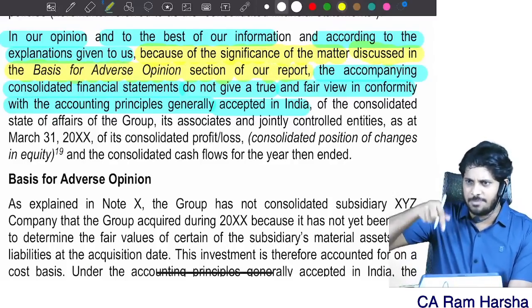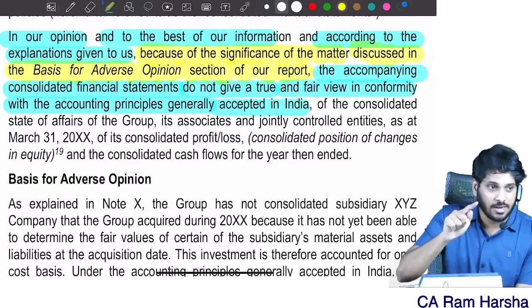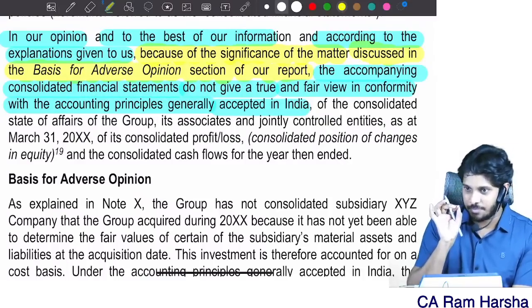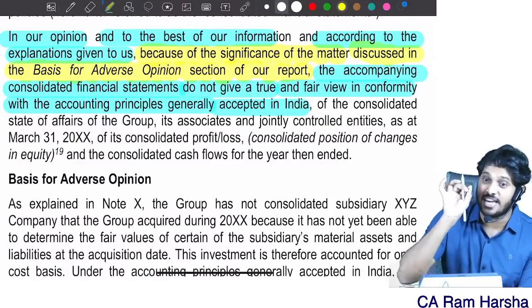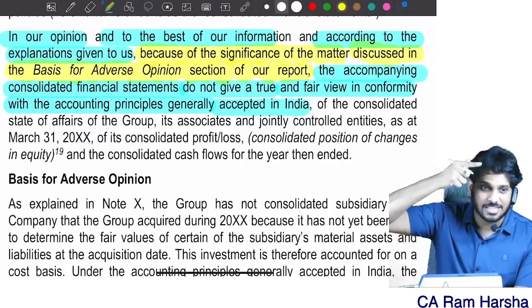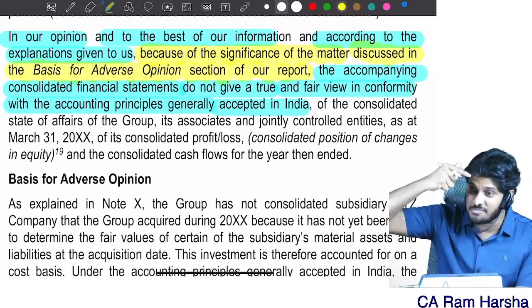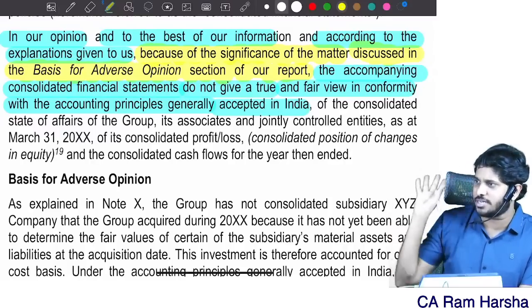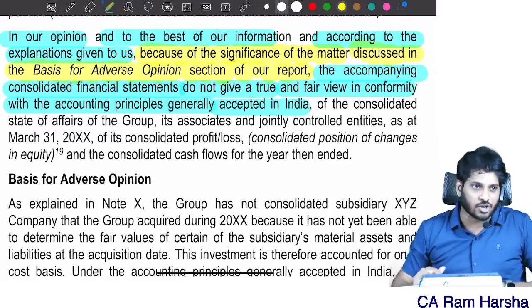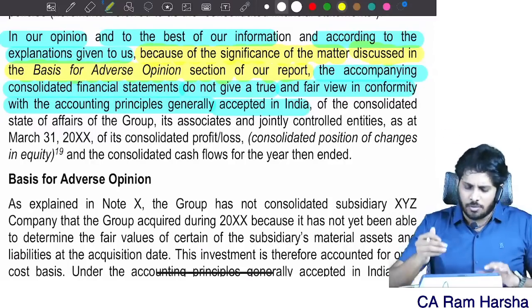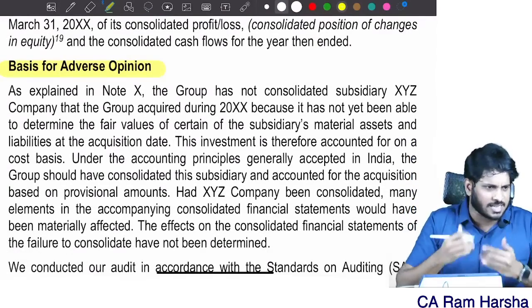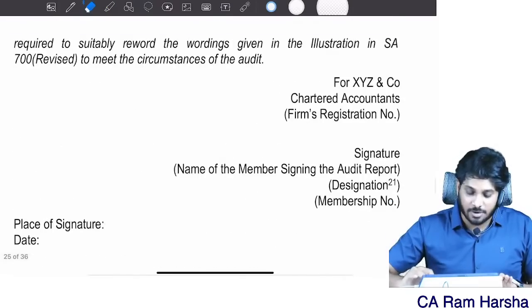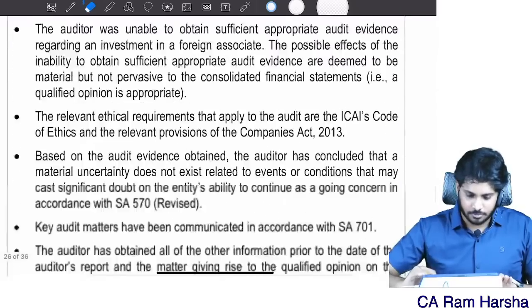In this report, there is another section, the basis for adverse opinion. In that section, there is a matter which is discussed. Because of the significance of that matter on the financials, which financials in this example? The consolidated financials. Because of the significance of the matter on the consolidated financials, the aforesaid financials are not true and fair. What they discussed here, we will discuss later. Understood? Now let us see how it will look if they gave a disclaimer of opinion. Illustration 4.